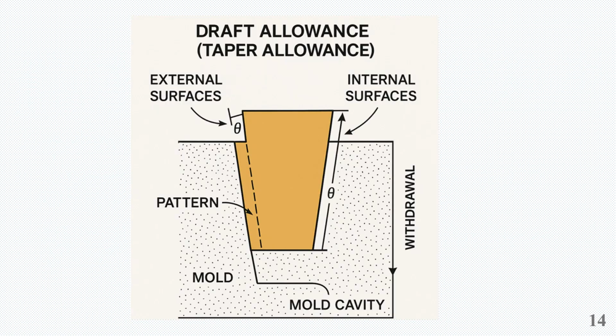Now look at this diagram: the draft allowance, the taper allowances, the internal surfaces and external surfaces. For external surfaces, we keep the main part dimension at the bottom, and the top part we provide this taper allowance. Whereas for internal recesses, the top part will be kept as it is, and the internal part will reduce this dimension. Like this the taper is provided only on the vertical surfaces. So there is no necessity of providing draft on the bottom surface.